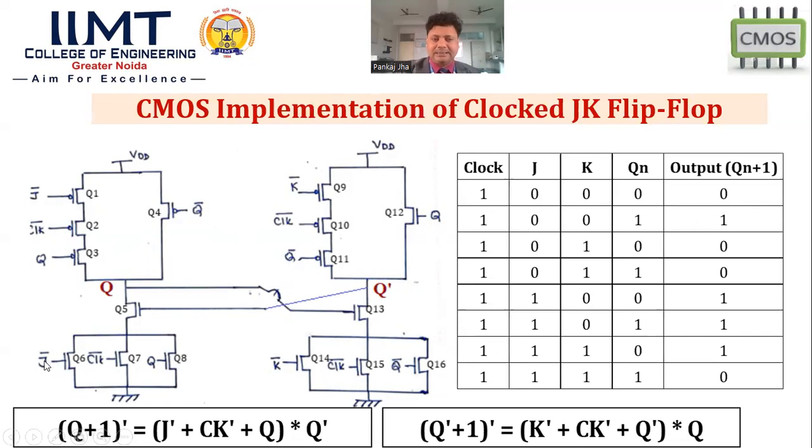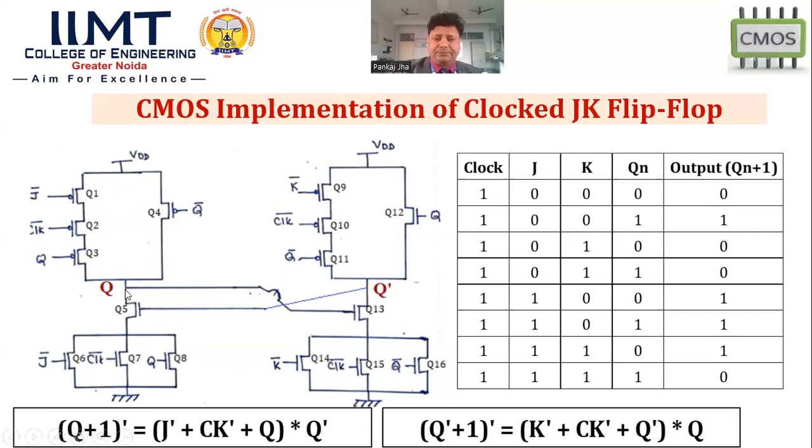This J bar is here. That means if J is 0, here it will be 1. Okay. K is as it is. So K bar, it is also here. What is it? 1. Okay. So what will happen? This J bar and K bar, that means transistor Q6 and transistor Q14 will be in which mode? Saturation mode.